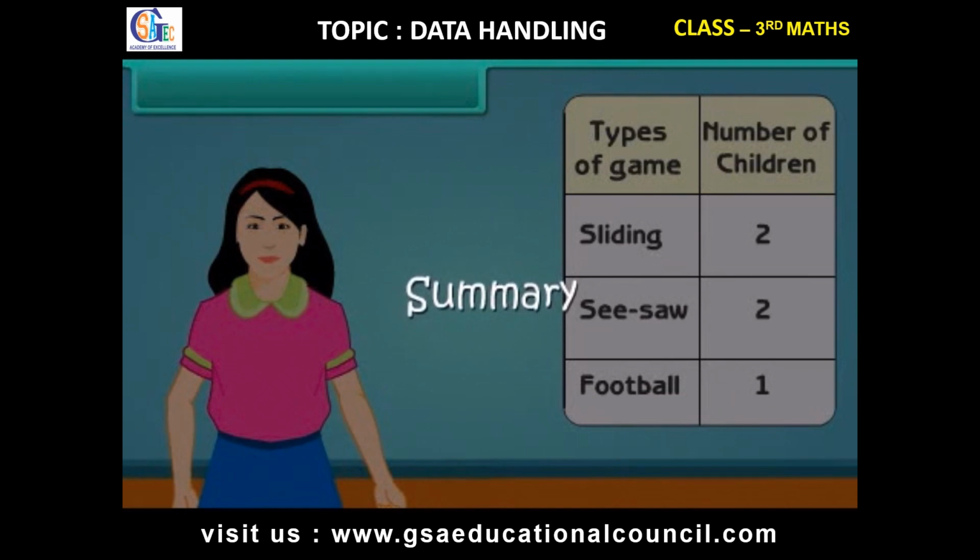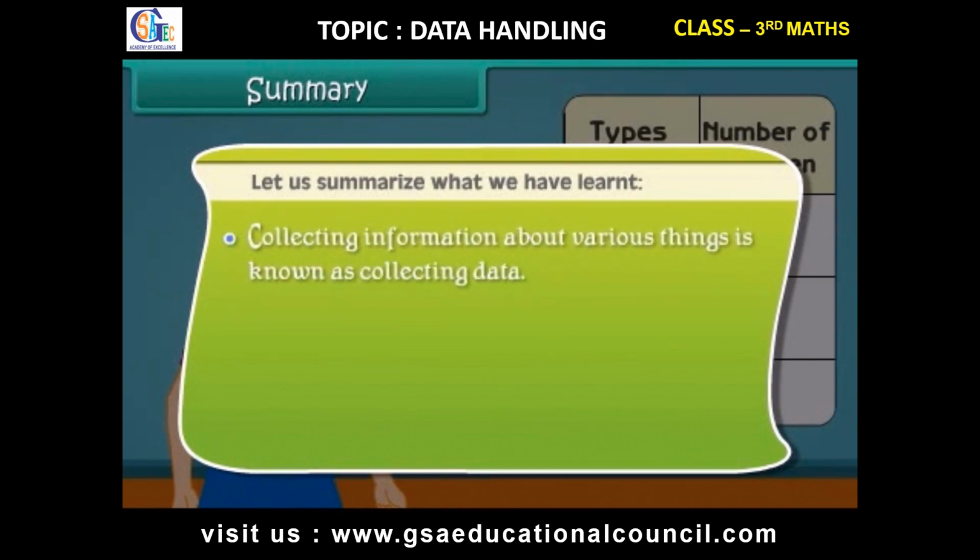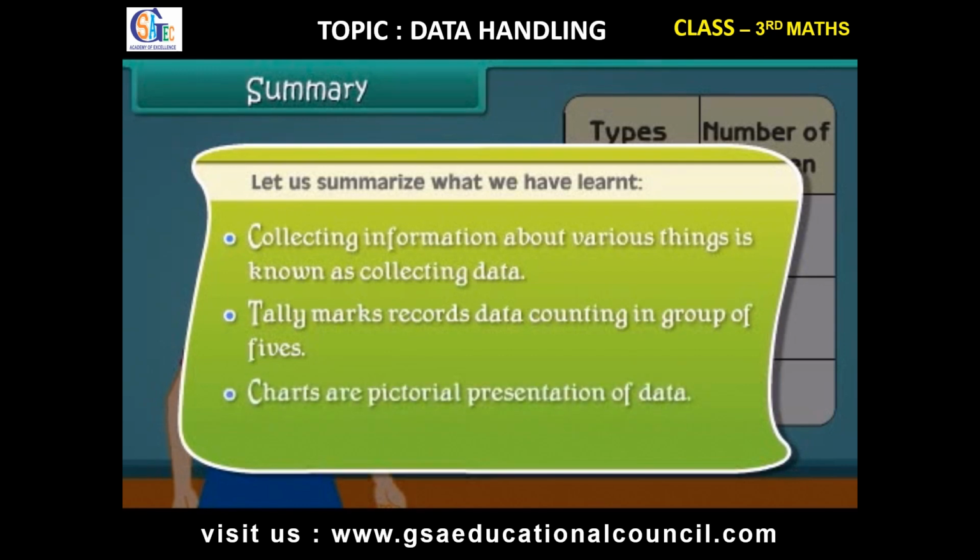Summary. Let us summarize what we have learned. Collecting information about various things is known as collecting data. Tally marks record data by counting in groups of 5s. Charts are pictorial presentation of data. Charts help us to interpret data.